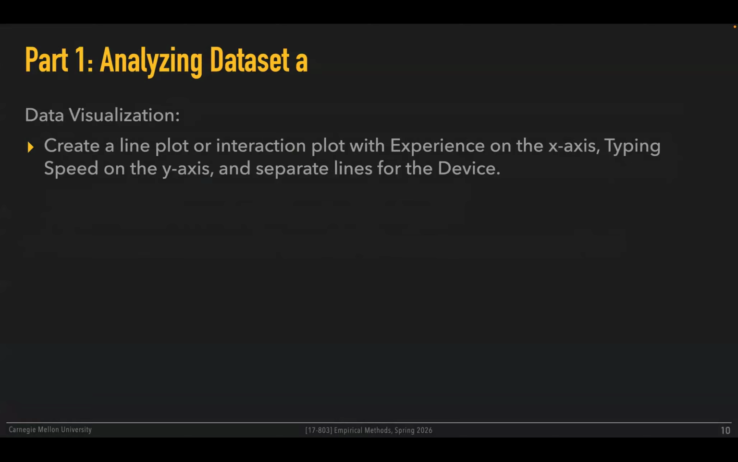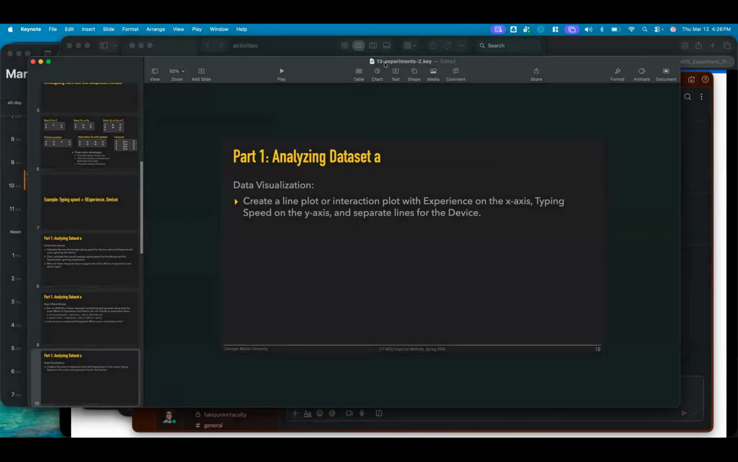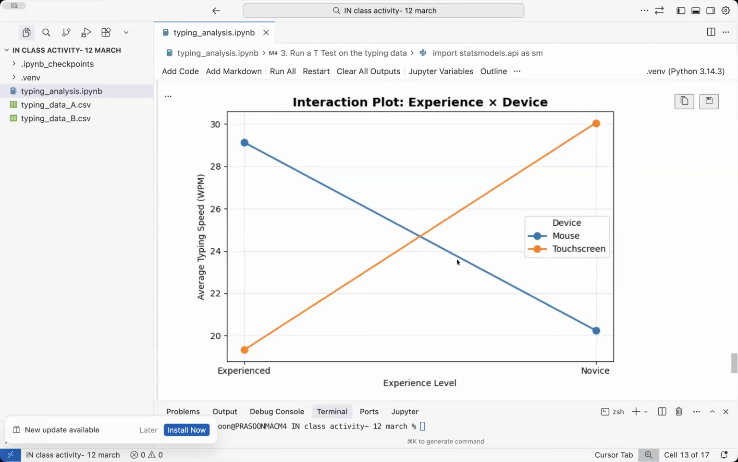All right, now, why don't you visualize the data? So just create a line plot or an interaction plot with experience on the x-axis and typing speed on the y-axis and separate lines for device. There you go. Whoa, what just happened? Well, look at that.